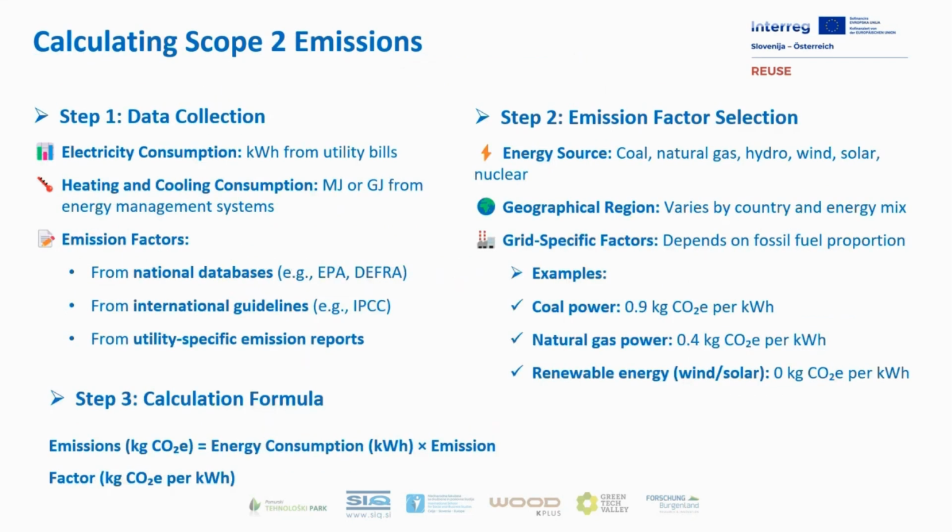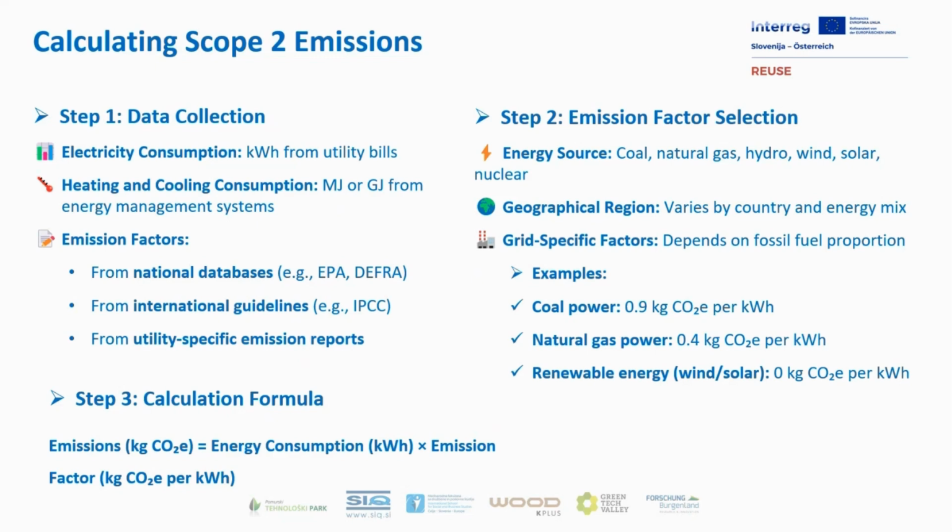Let's now go through how to calculate Scope 2 emissions. The process is actually quite straightforward, like in Scope 1, once you understand the basic steps. There are three main steps involved. Step 1 is data collection. We start by gathering key information about the organization's energy use.